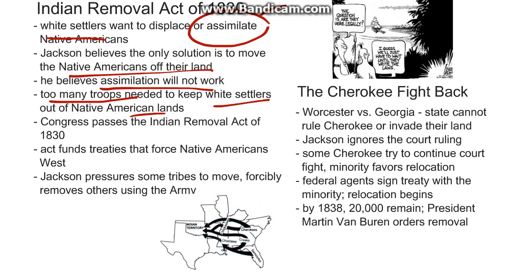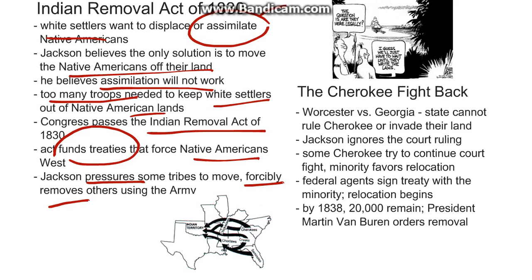So Congress in 1830 passes the Indian Removal Act. This act funds treaties to be able to force the Native Americans west and purchase their land for very little value. Jackson pressures some tribes to move, but he is going to use the army to forcibly remove others.